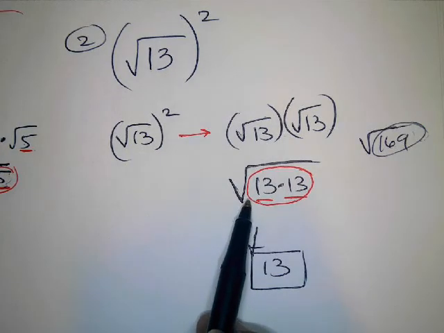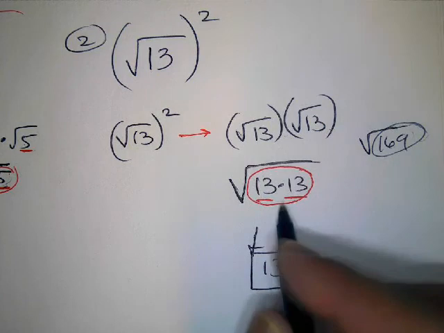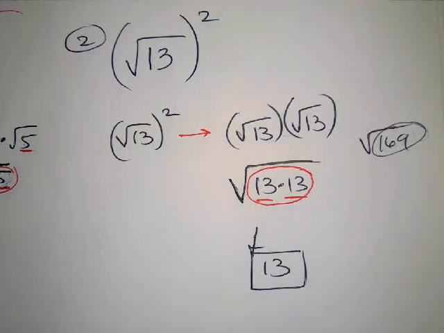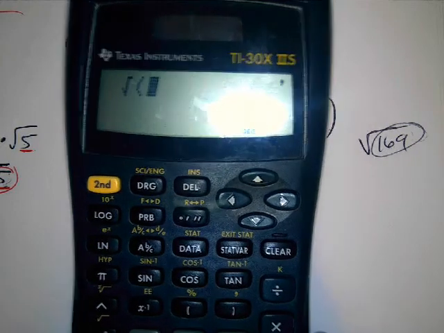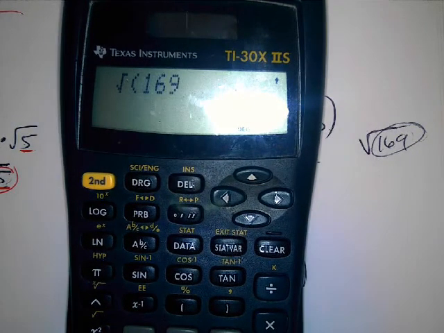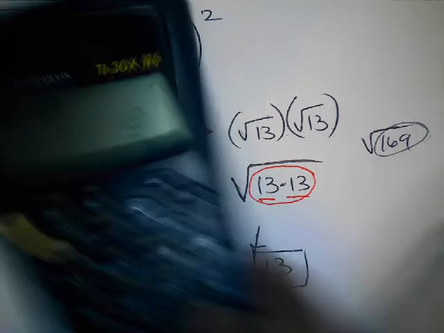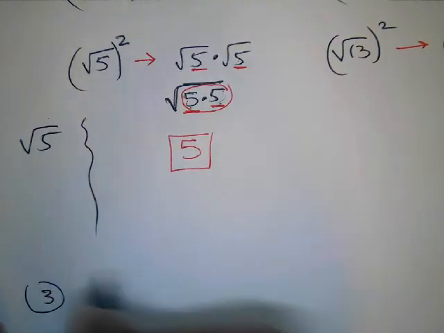I don't need to know that 13 times 13 is 169. Some people go in a big circle and they do 13 times 13, they get 169, and then they do the square root of 169 in their calculator, all to get back to what? All to get back to 13. You had it in the beginning all the way, all the time.